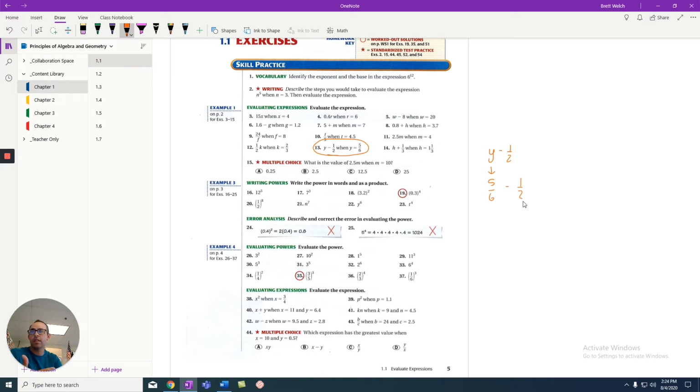So that's one of the things that we might need to talk about individually, is how do I get a calculator to give me a fraction, or what are my options there? Preferably, we would just change this fraction to have a common denominator. The common denominator of 6 and 2 is 6.